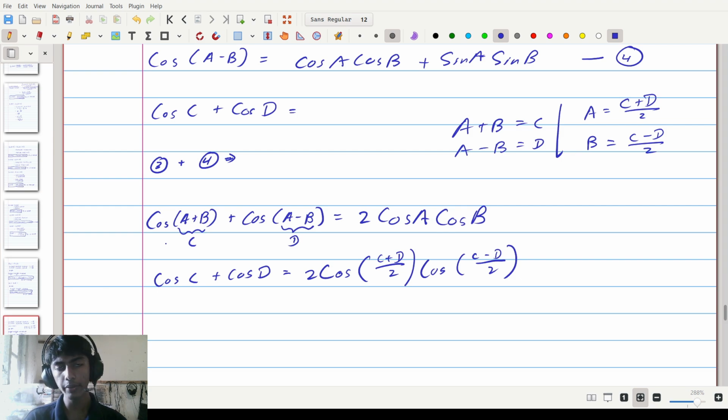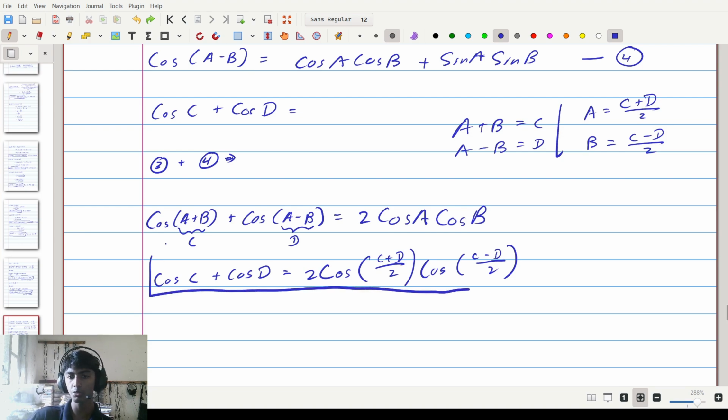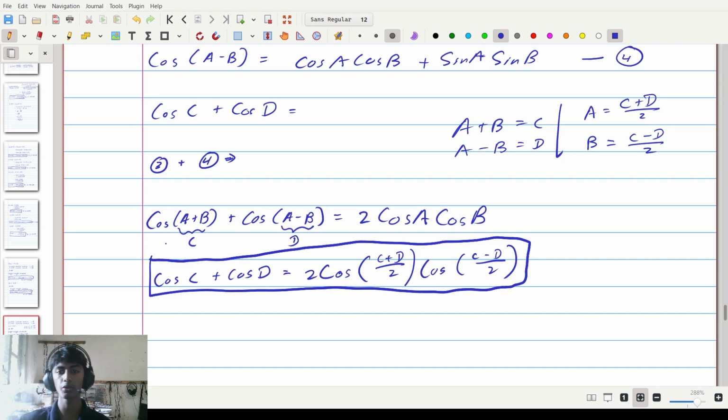Hence, we have derived an equation of cosine of C plus cosine of D is equal to what? We have derived another sum to product formula. This is also an identity because this is true for all C and D that you can think of within the real numbers. So I'm going to write that also on the right side: for all C, D element of the real numbers, meaning that this is an identity.